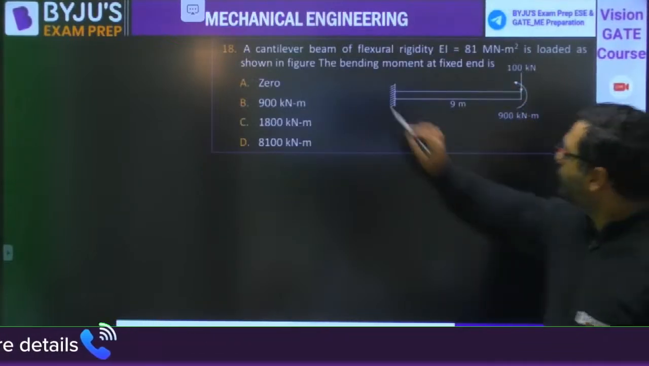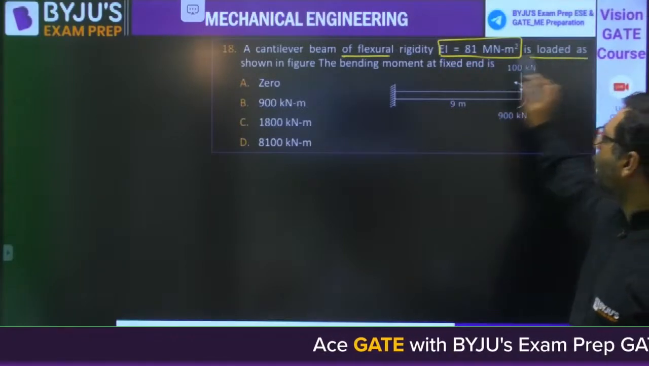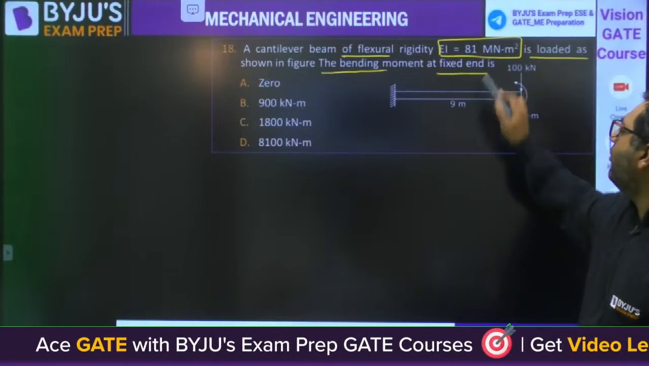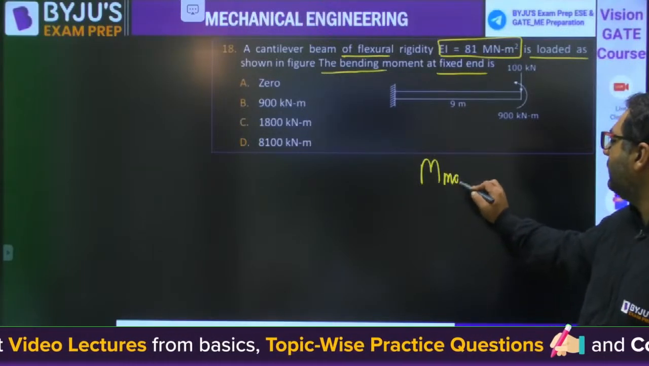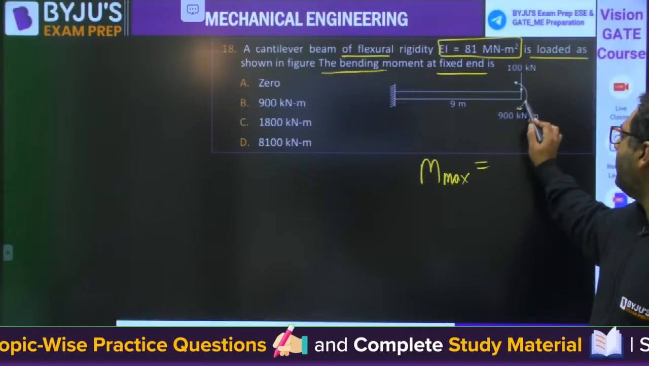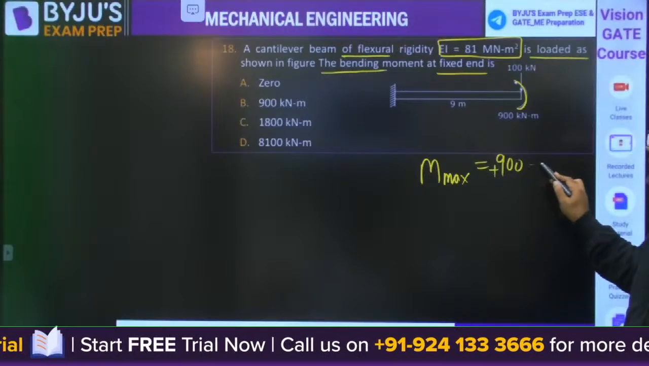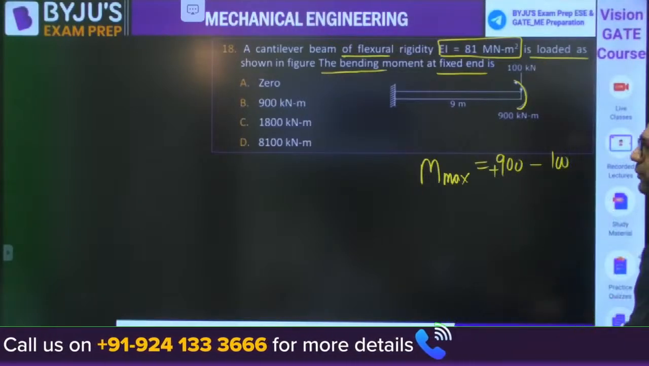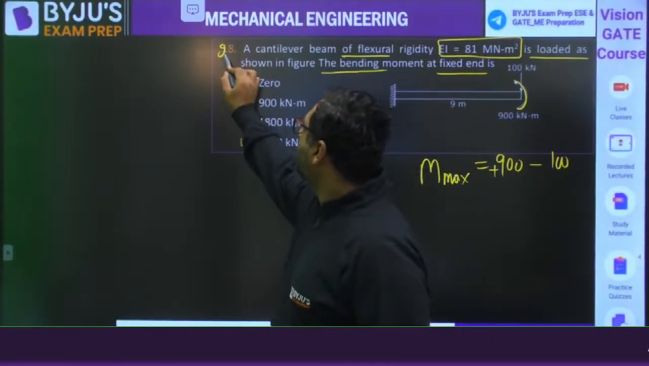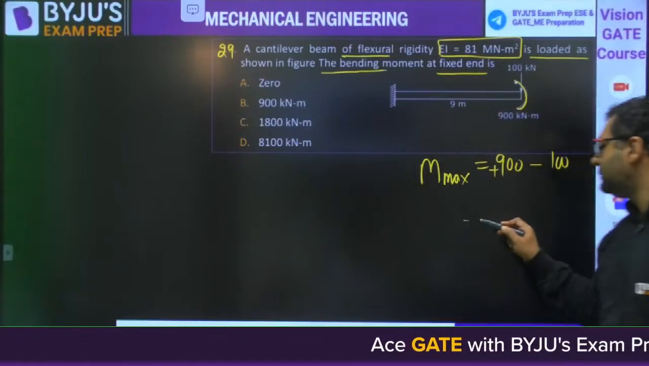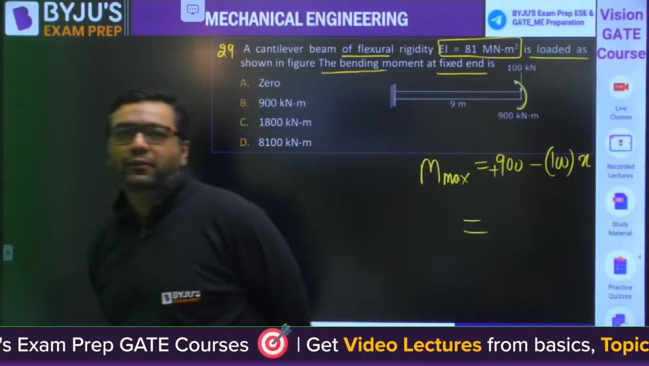Moving to question number 28, guys. A cantilever beam of flexural rigidity EI, given to us, is loaded as shown in the figure. You need to find out the bending moment in the fixed beam. I feel you know the bending moment is going to be plus minus 100 into 9, with 900 here. What would be the answer, guys?